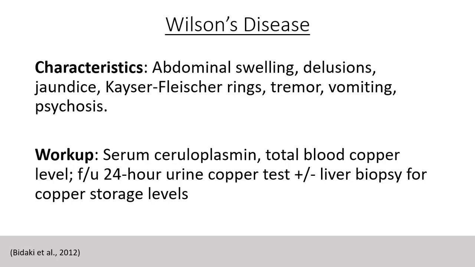Wilson's disease is suspected in the context of abdominal swelling, delusions, jaundice, Kayser-Fleischer rings, tremor, vomiting, and psychosis. The workup would include a serum ceruloplasmin, total blood copper level, with a follow-up 24-hour urine copper test with or without a liver biopsy for copper storage levels.